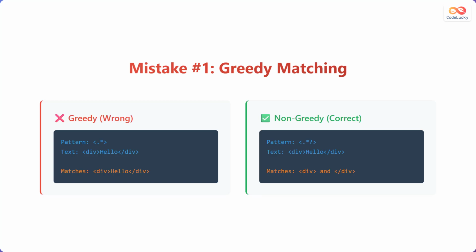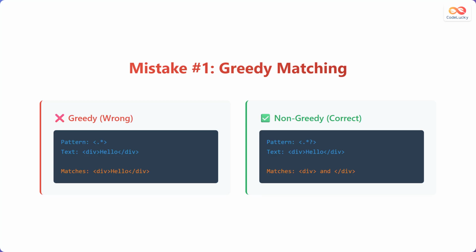One of the most common mistakes is related to greedy matching. On the left, the pattern <.*> is applied to the text <div>hello</div>. Due to the greedy nature of the asterisk, it incorrectly matches the entire string from the first less than symbol to the last greater than symbol. This is usually not the desired outcome.